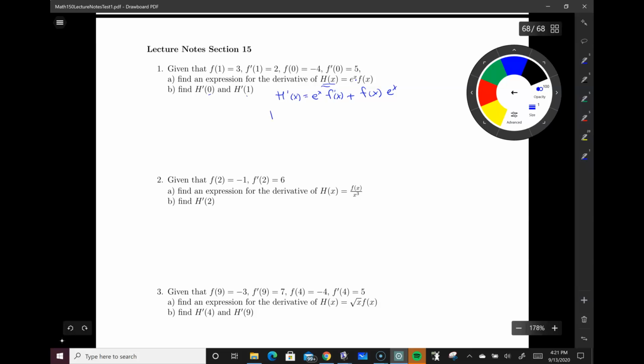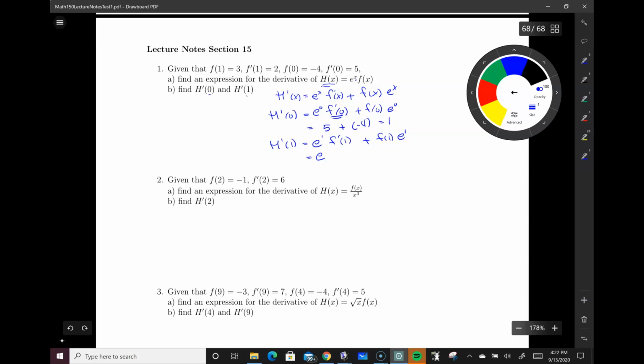All right, so now let's go find h prime of 0. That means everywhere there's an x, I'm going to be plugging in a 0. I'll just put that in for effect there on the e's. You know e to the 0 is 1. So f prime of 0 gives me 5, plus f of 0 gives me negative 4, so that gives me a 1. Now let's go find h prime of 1, so that means plugging in x equals 1, so I get e to the 1 power, f prime of 1, f of 1, e to the 1 power.